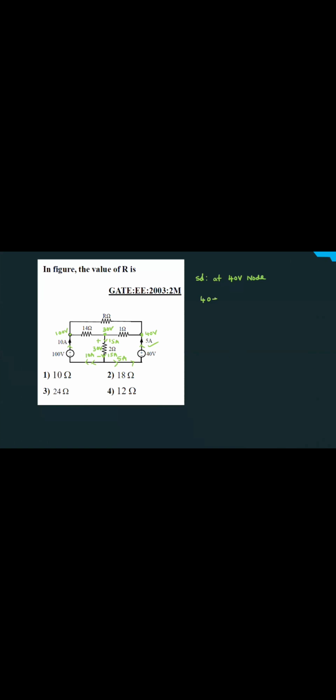Then 40 minus 30 by 1. Clear? Next, 40 minus 100 by R, since the voltage at this node is 40 and at this node is 100. How much current is entering here? 5 ampere. Minus 5 equal to 0.